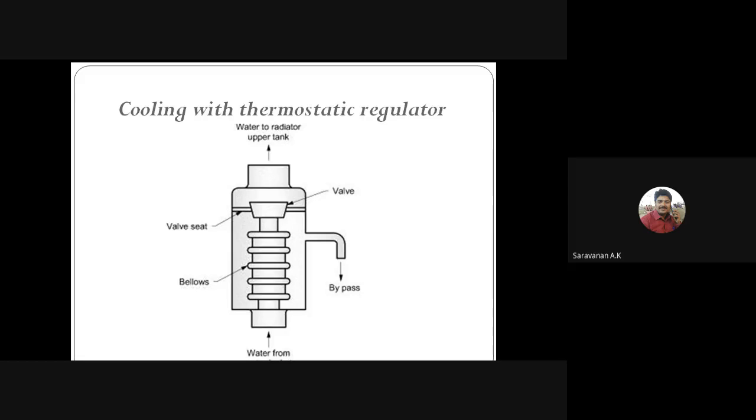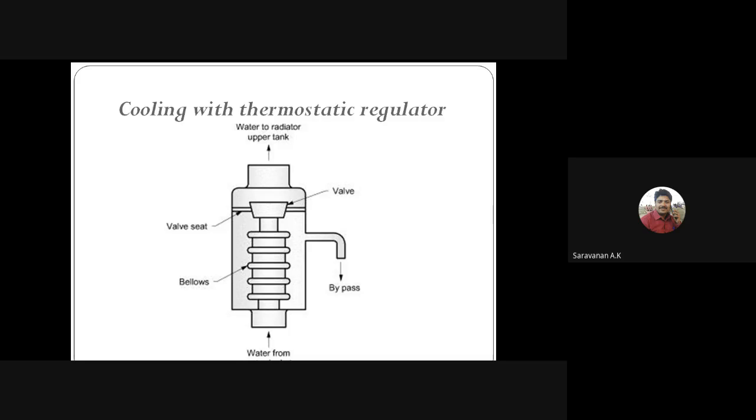When the engine is started, the temperature of the water is low, so the valve will be closed and it prevents the flow of the water to the radiator. So the water in the cylinder water jacket is available for absorbing the heat from the cylinder or engine system. So the engine will take less time to warm up for cold starting conditions.